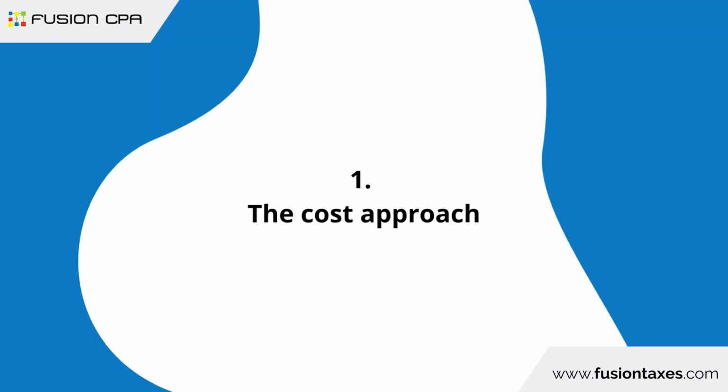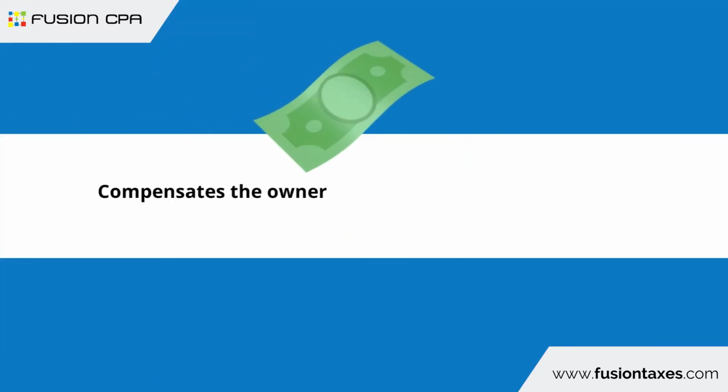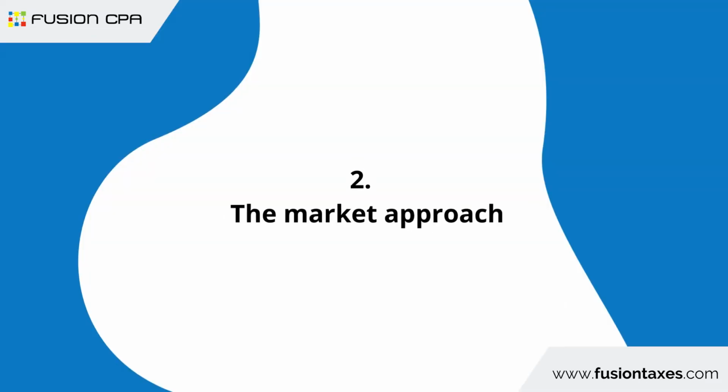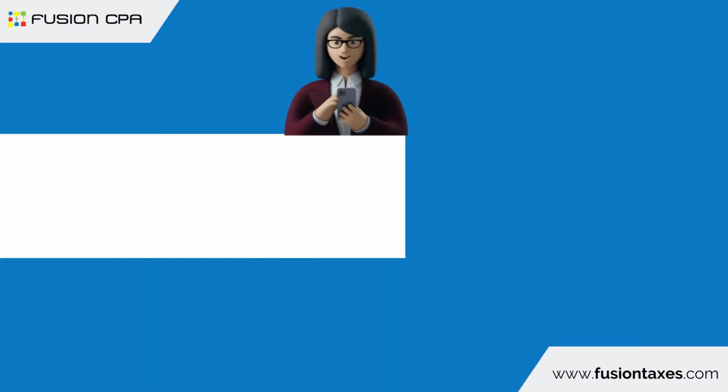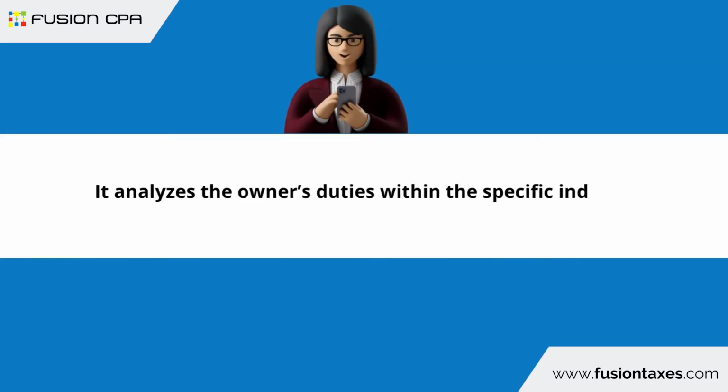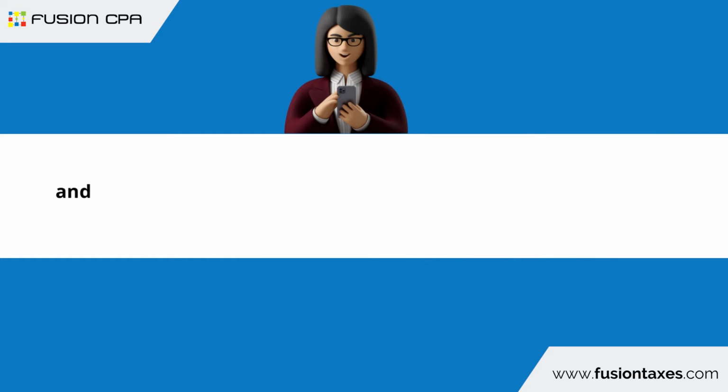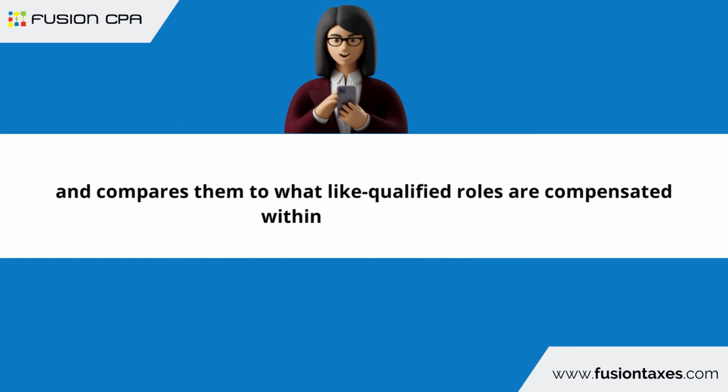Number 1, the cost approach. This approach compensates the owner for the time spent per function and at the market acceptable compensation of each function. This payment method would require accurate time logging per function. Number 2, the market approach. It analyzes the owner's duties within the specific industry and compares them to what like qualified roles are compensated within the same field. This approach works best when owner shareholders have one defined role within the company.